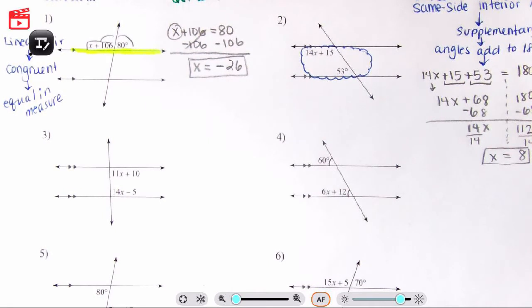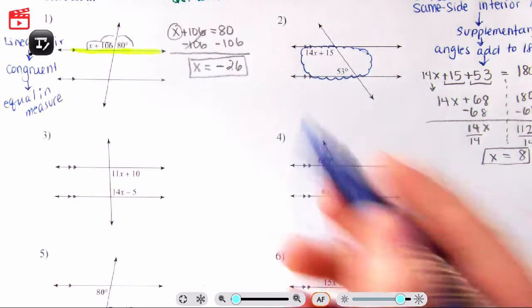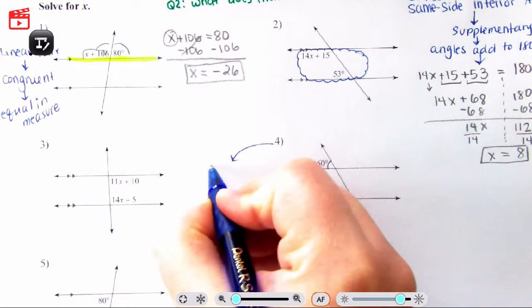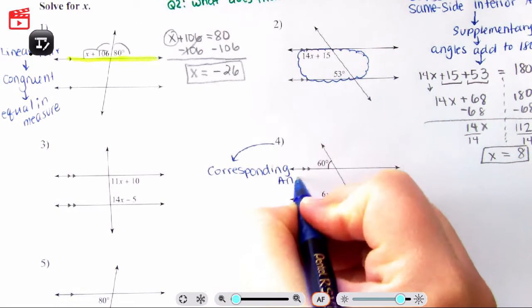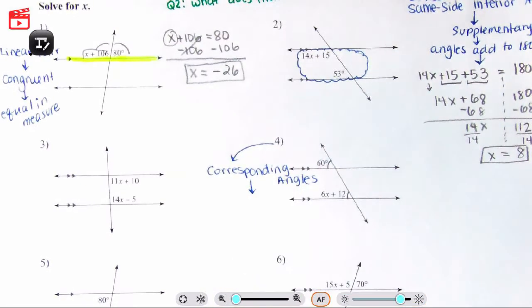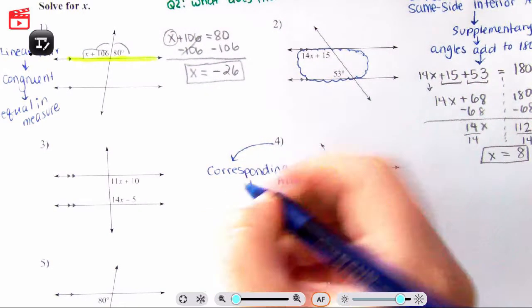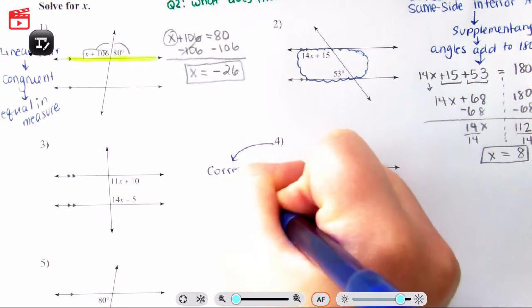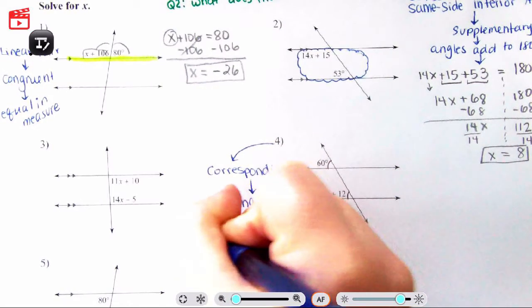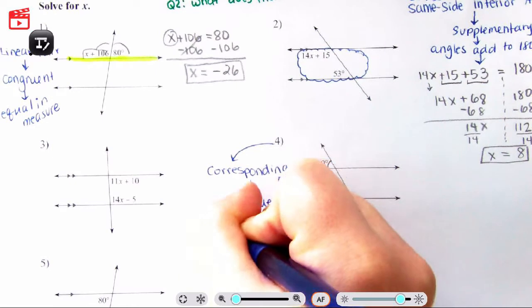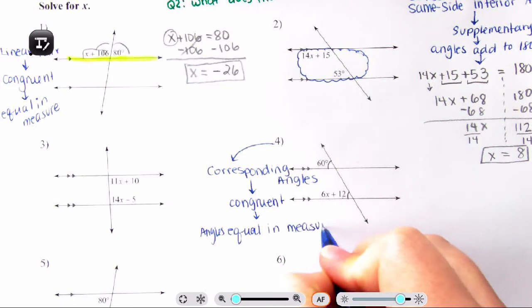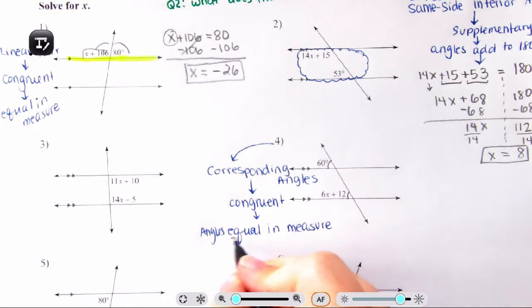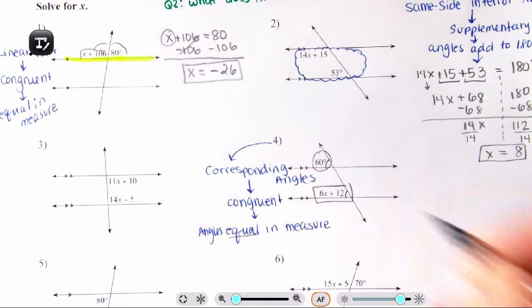Okay, so location, location, location. If the location matches, then you have corresponding angles. So what do you have? Corresponding. And what does it mean when you have corresponding angles? Corresponding angles means they are congruent, and that means they are equal angles, equal in measure. So equal is your keyword here. That means these two angle measures are equal.